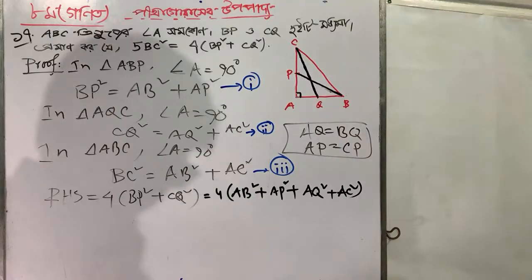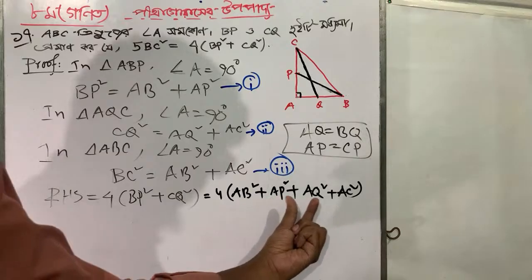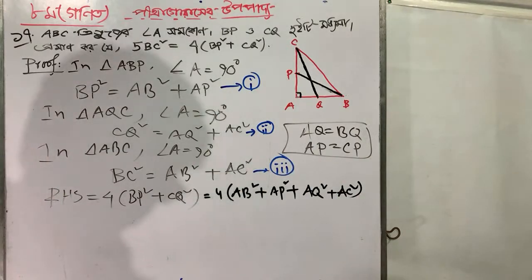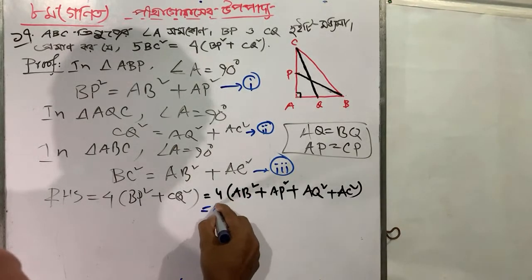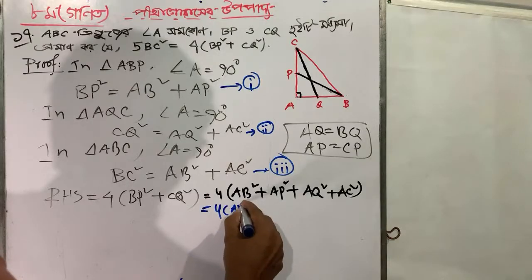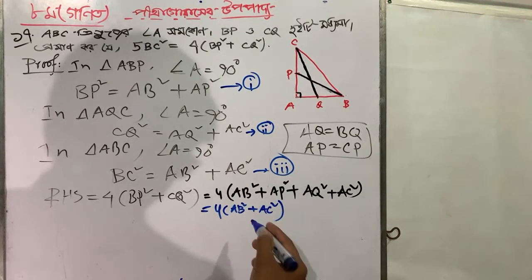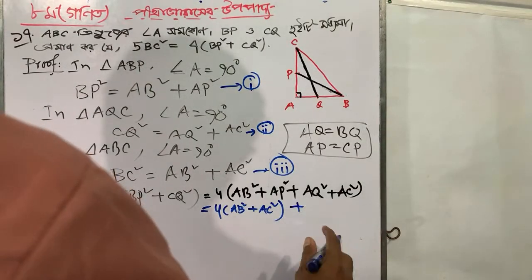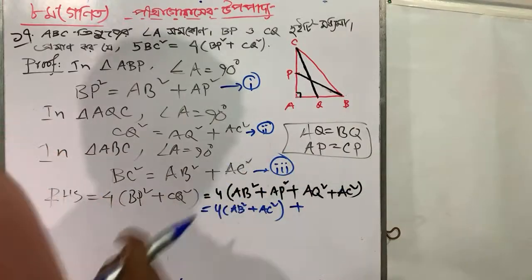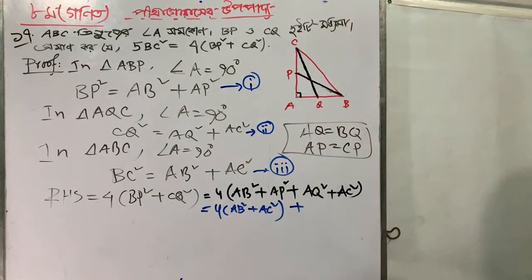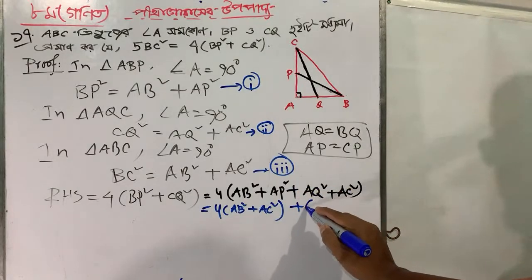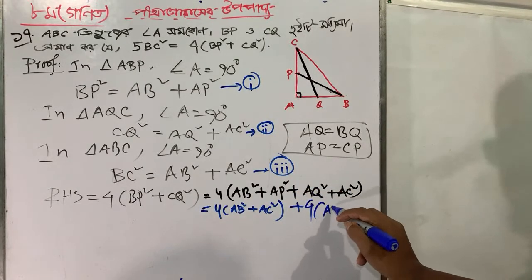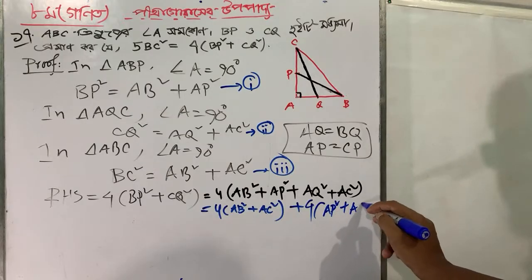Well, now let's take AB and AC together. So 4 times AB square plus AC square, and then take this AP and AQ together. So this is 4 times AP square plus AQ square.